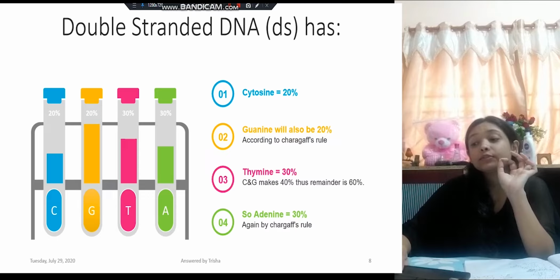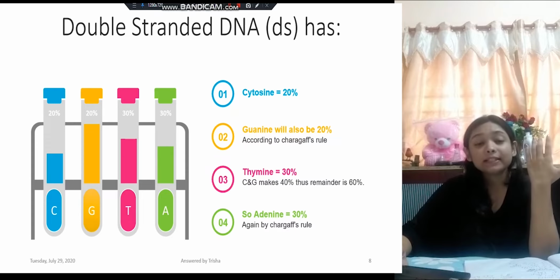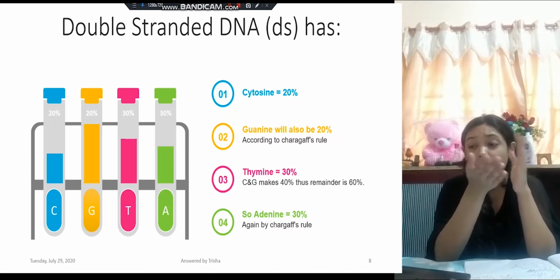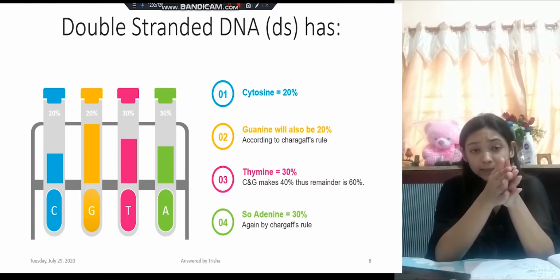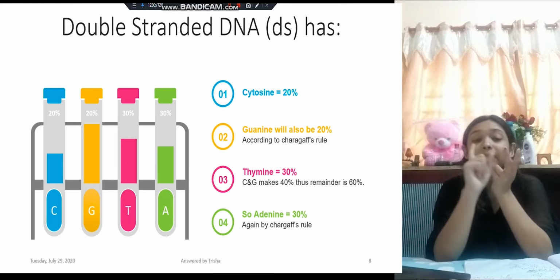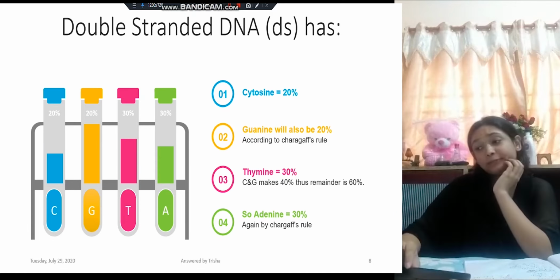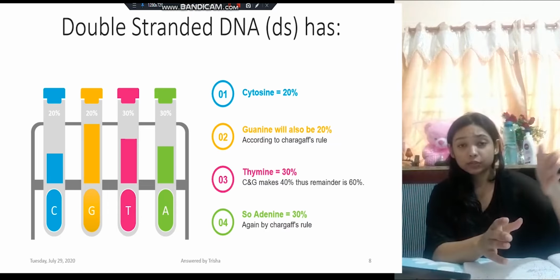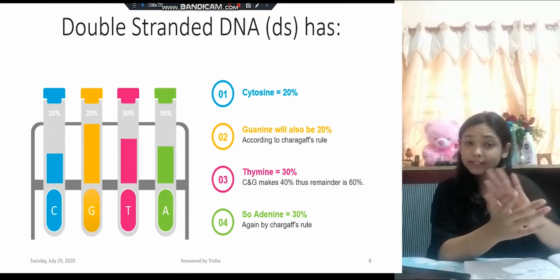So guanine also must be 20% so that all the cytosine gets to pair with the purine. So cytosine and guanine are equal in amount. So C and G form bonds. So when cytosine is 20%, guanine must be 20%. Then what is left out is 60%, because 20% of cytosine and 20% of guanine is 40%.